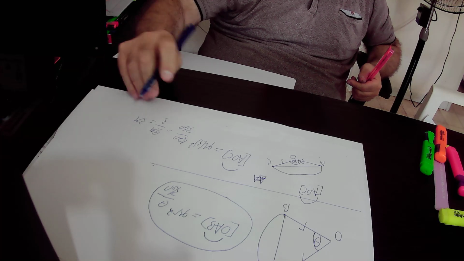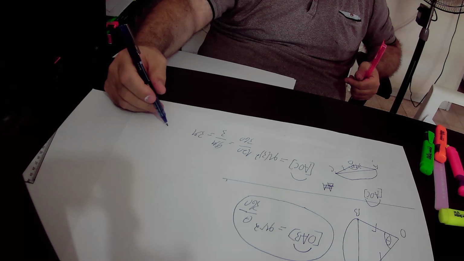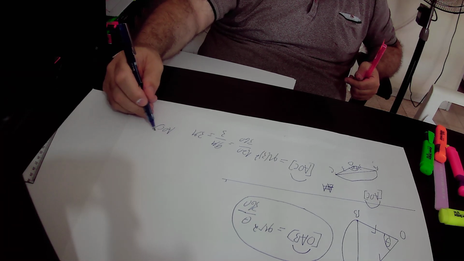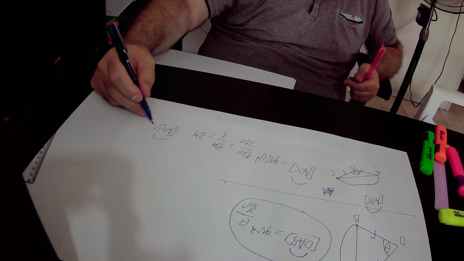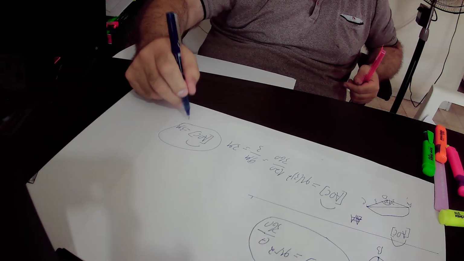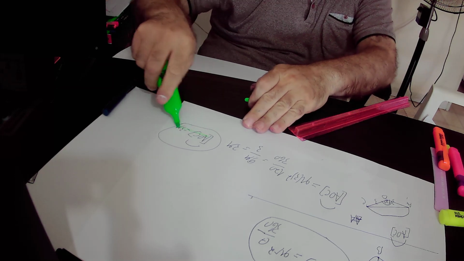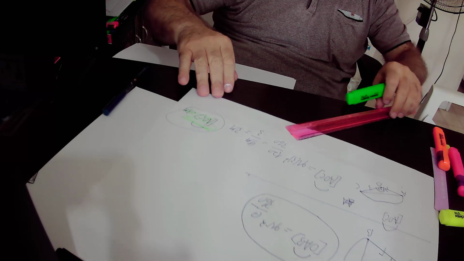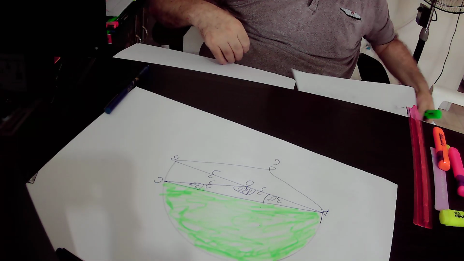So we actually found out that the area of sector AOC, the area of this sector, equals 3 pi square units. What is the area of triangle AOC?